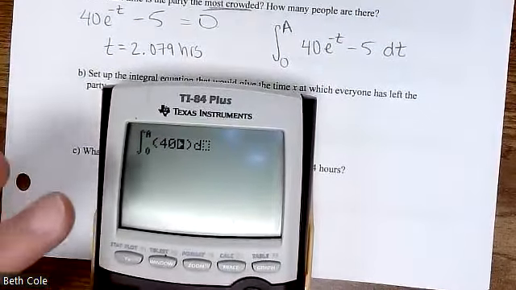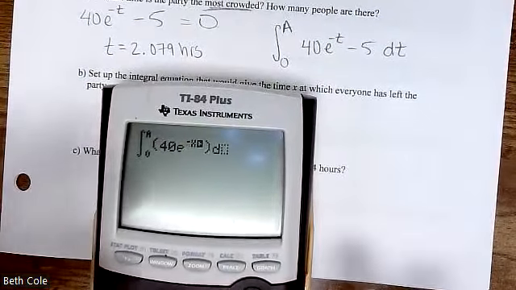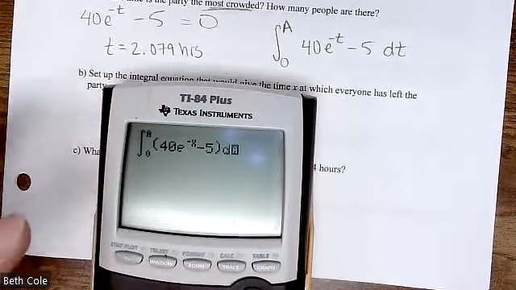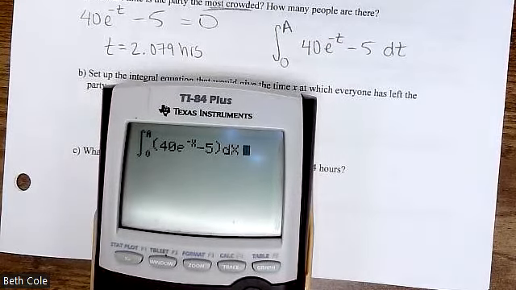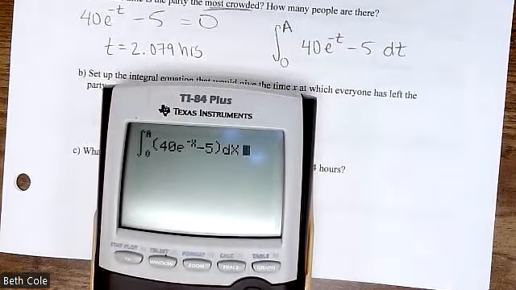Again, use X, not T, because then you'd have to hit alpha T. You can use T if you want, but you have to hit alpha T. I don't even know where T is. T is the 4 button for reference.